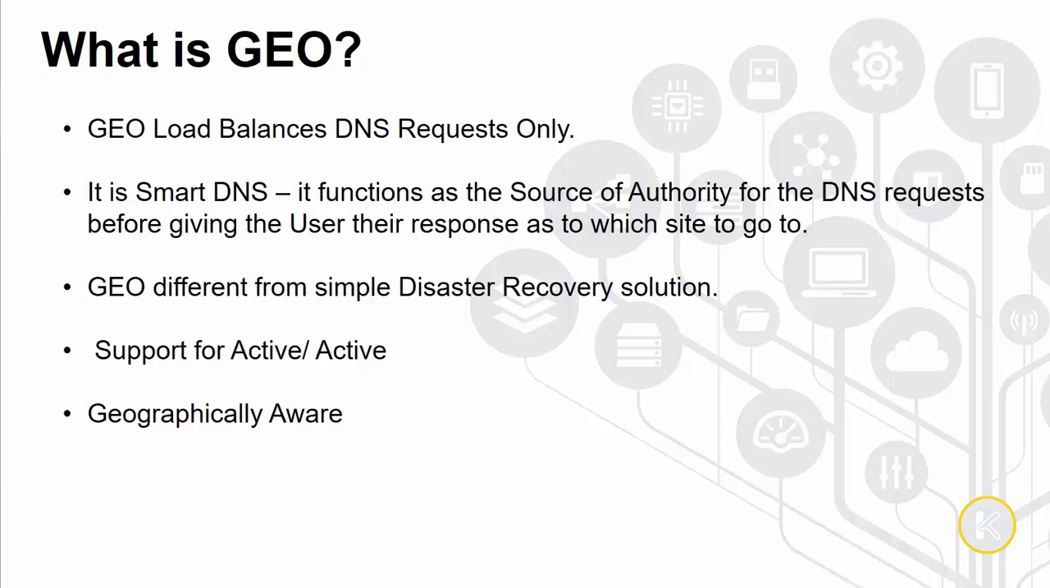GEO is different from a simple DR solution. Kemp LoadMasters can be configured with GEO to be used as an active-passive failover, should a site go offline. Kemp also provides active-active configurations where all sites can be sent traffic. These active-active configurations can be used to route traffic based on geographic location or proximity of the client.